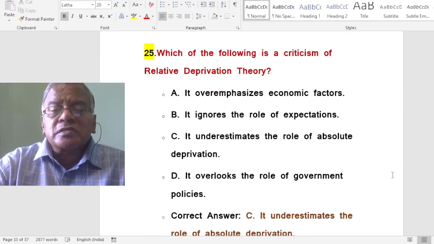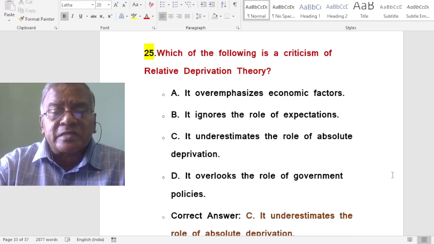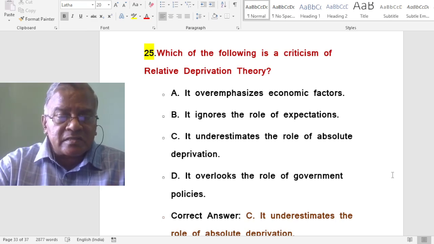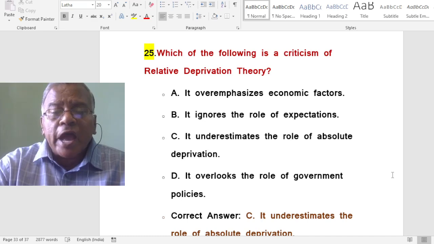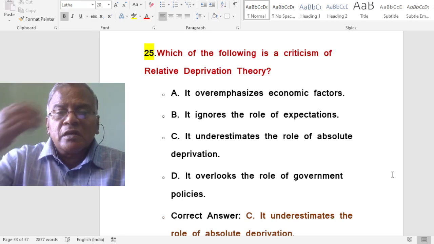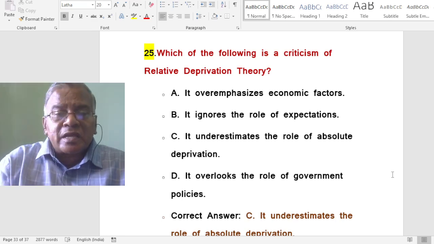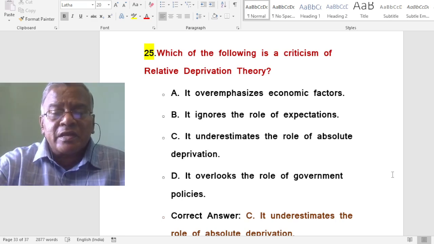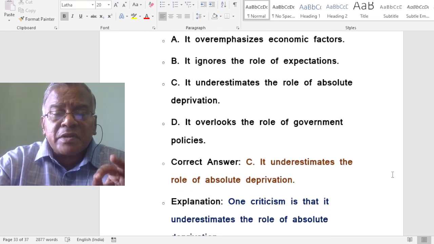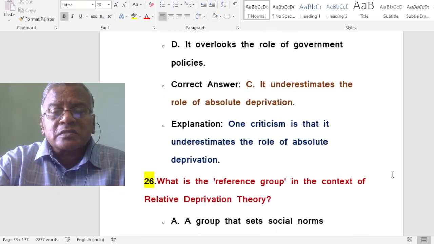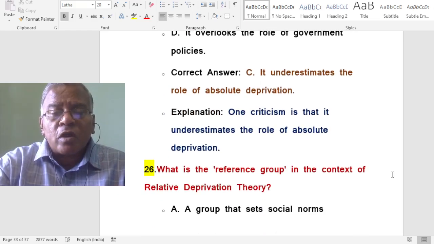Which of the following is a criticism of relative deprivation theory? It overemphasizes economic factors. It ignores the role of expectations. It underestimates the role of absolute deprivation. It overlooks the role of government policies. Which is the criticism of relative deprivation theory? It underestimates the role of absolute deprivation. One criticism is that it underestimates the role of absolute deprivation.